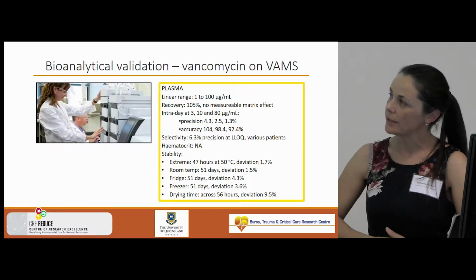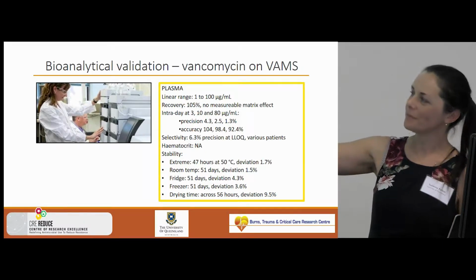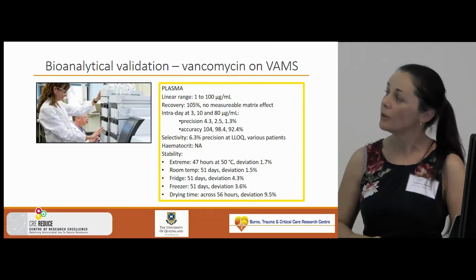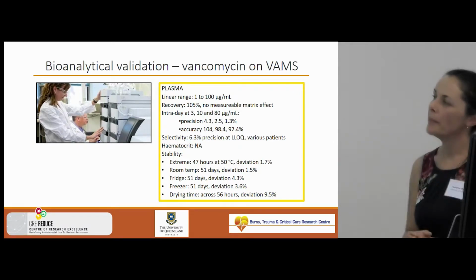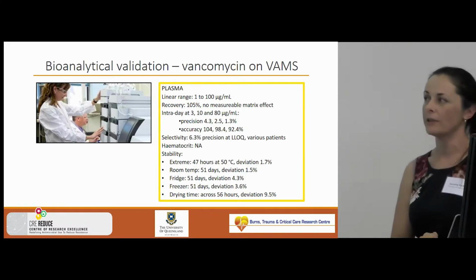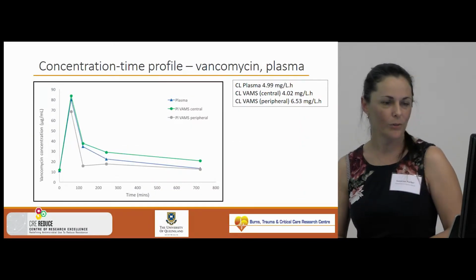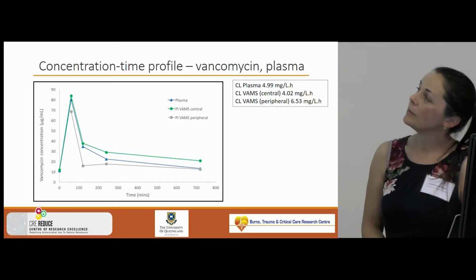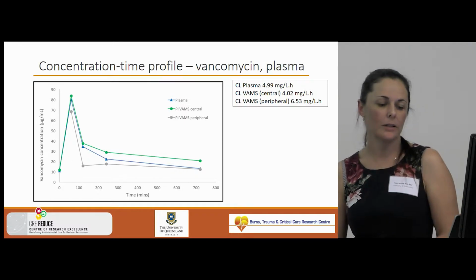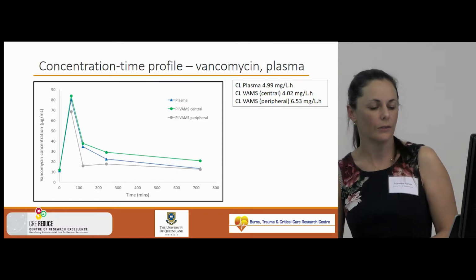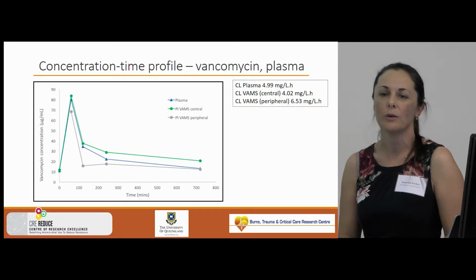And our stability testing, we tested here 47 hours at 50 degrees, so that might be stuck on the tarmac at the airport. Room temperature, fridge and freezer, all for 51 days, very little deviation in sample. And here is our drying time across 56 hours, and our deviation was 10%. So when we look to our patient profile, what we see is our plasma VAMS from our arterial line consistently overestimated the central plasma concentration. But again, it was within the acceptance criteria of our incurred sample reanalysis.